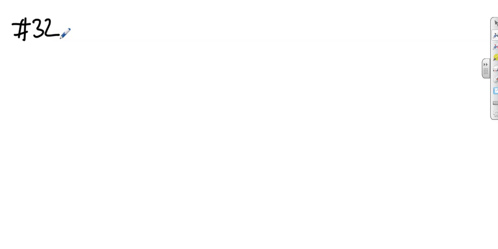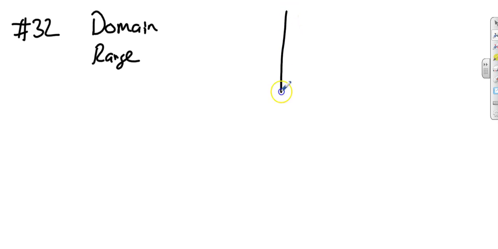Then on 32, it's basically going to ask you for domain and range. And they're either going to give you a graph, or they'll give you some ordered pairs, whatever it may be, for something like this. Let me give you a quick sketch of a graph here. We'll go back and put the ordered pairs, because this is what it may look something like.